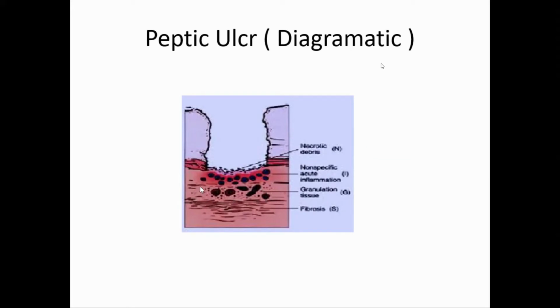These are the granulation blood vessels, macrophages, fibroblasts, granulation tissue. And then this is fibrous tissue. That is a scar, fibrosis. Fibrosis, granulation tissue, inflammatory layer, mononuclear cells, and then necrotic debris. So this is a peptic ulcer diagrammatically. You should remember these 4 layers and gross, as I told you earlier.